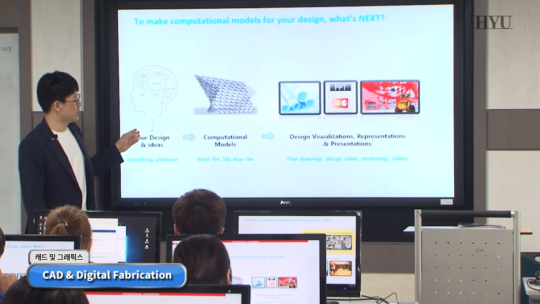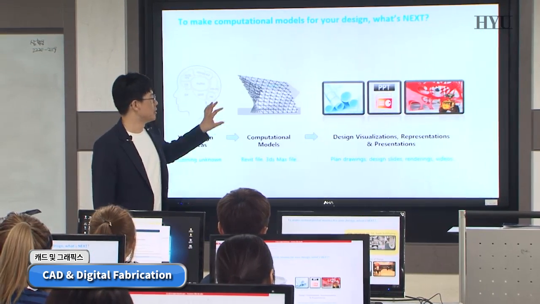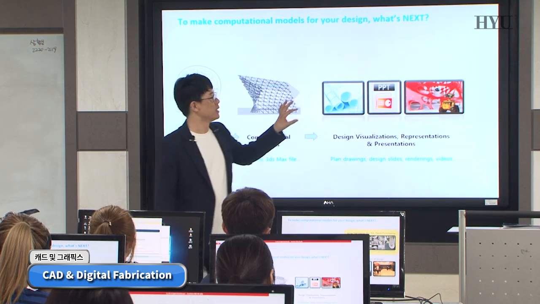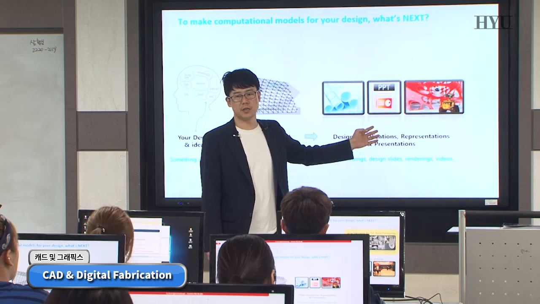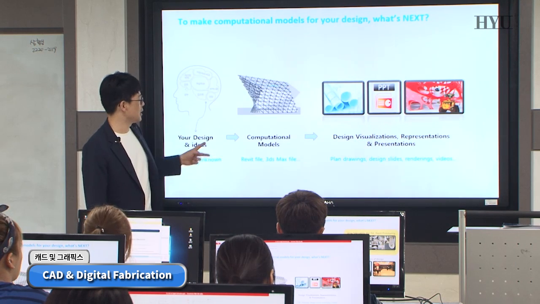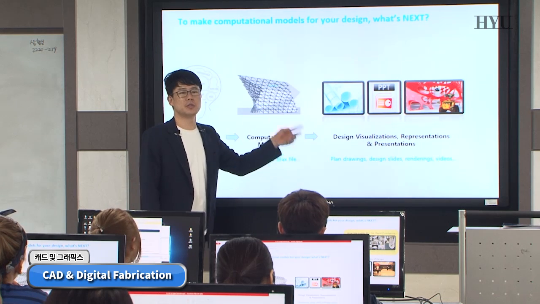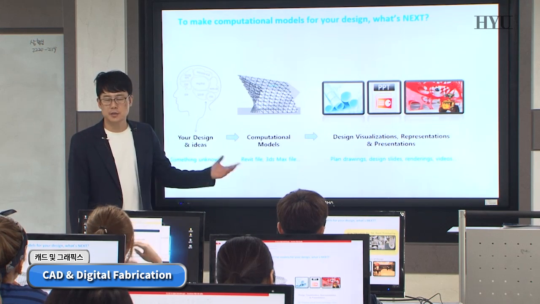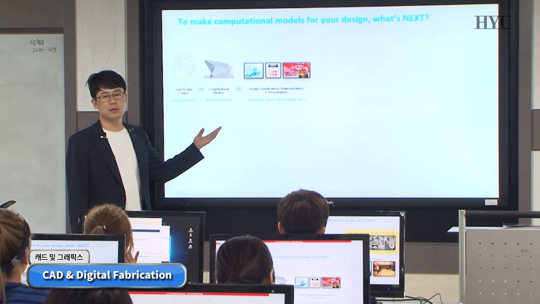So this simple iteration, okay: your concept, your idea, build your computer model, extracting representation, drawings, visualizations. If you want to update, go back, update your design or update your computer model, okay? Some recursive process, iteration. That's simply the process of design. But what's next? That's the question.